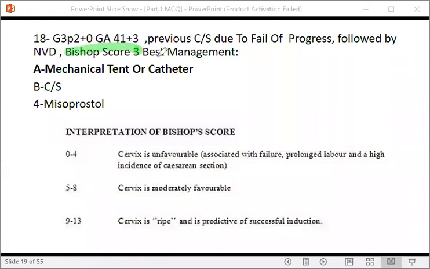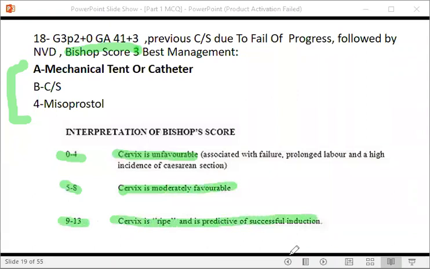You need to know, hi guys, before going into the answer choices, what is the interpretation of Bishop score? Bishop score from 0 to 4 is an unfavorable cervix. It's associated with failure, prolonged labor, and high incidence of cesarean section. If it is 5 to 8, the cervix is moderately favorable. 9 to 13, the cervix is ripe, and you expect a very good outcome in delivery.